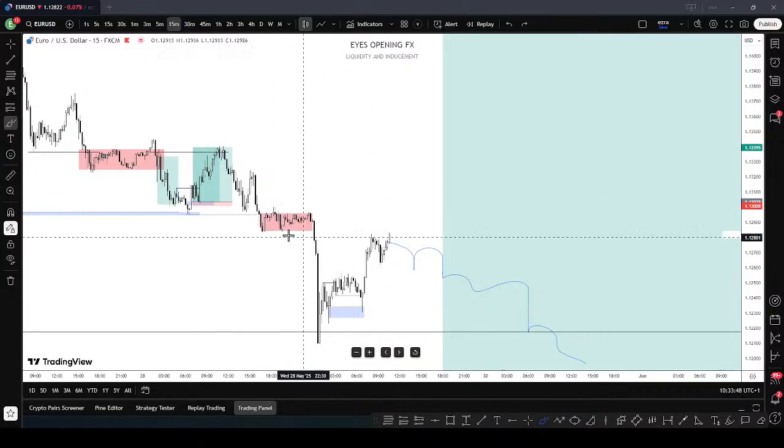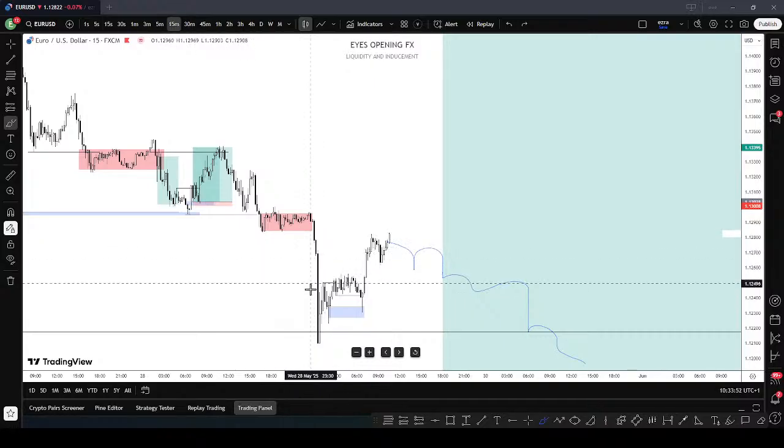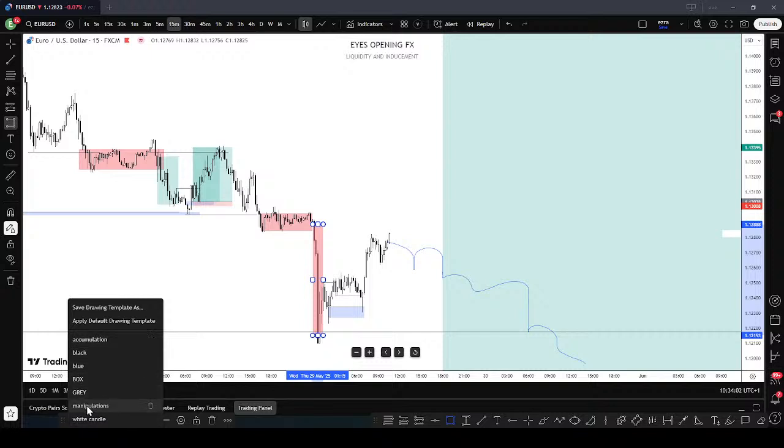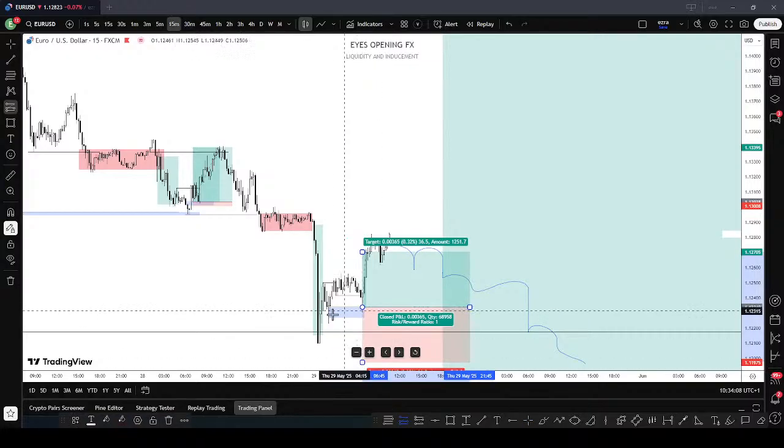With about 2 or 3 models supporting this buy program, this is the manipulation phase, which I use this color for. I do use this color for manipulation.